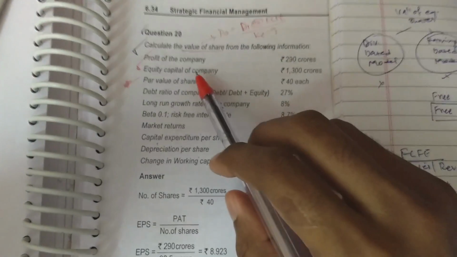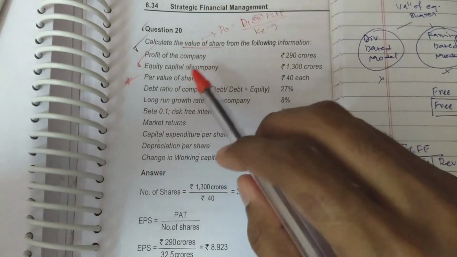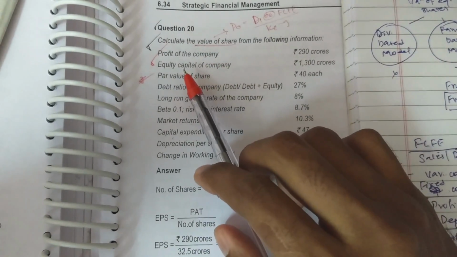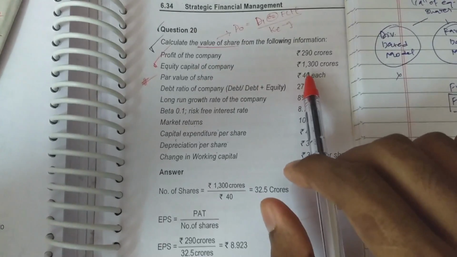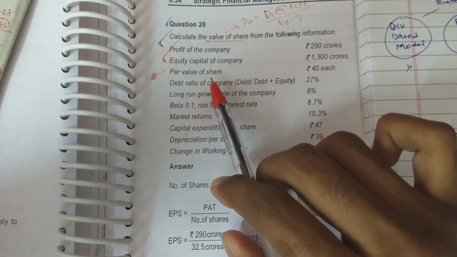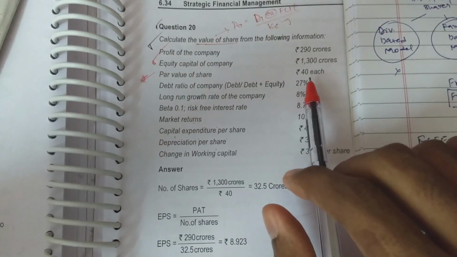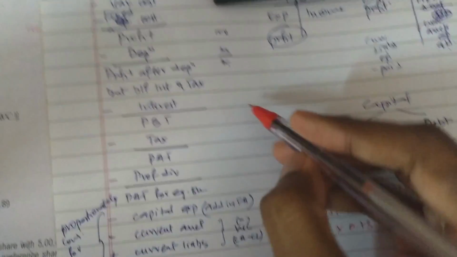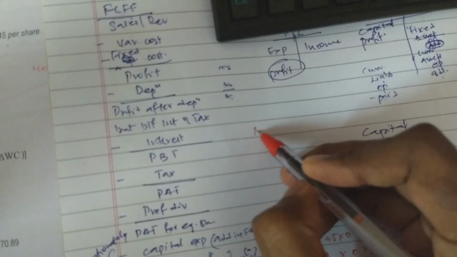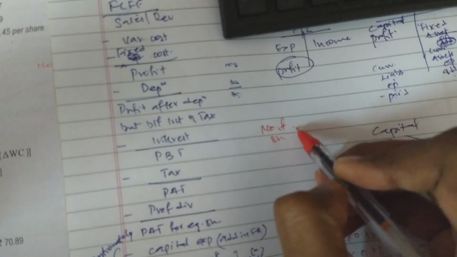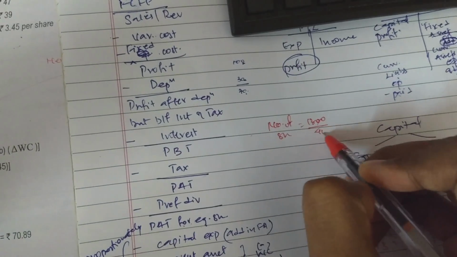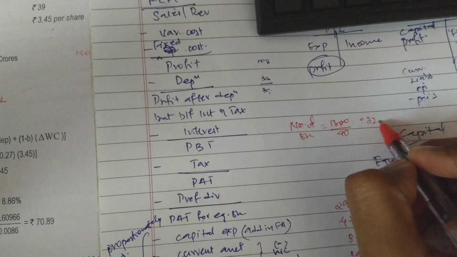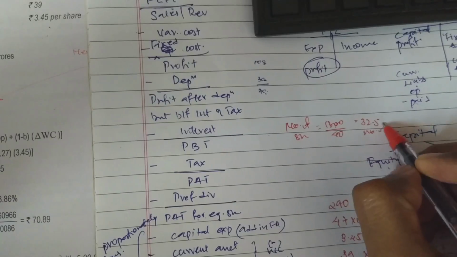So how do we calculate profit per share? That is profit, obviously, divided by the number of shares. The number of shares can be found from here. The total equity capital is 1300, and the value per share is 40 rupees. So 1300 divided by 40 gives you the number of shares. So the number of shares is equal to 1300 divided by 40, which gives you 32.5.